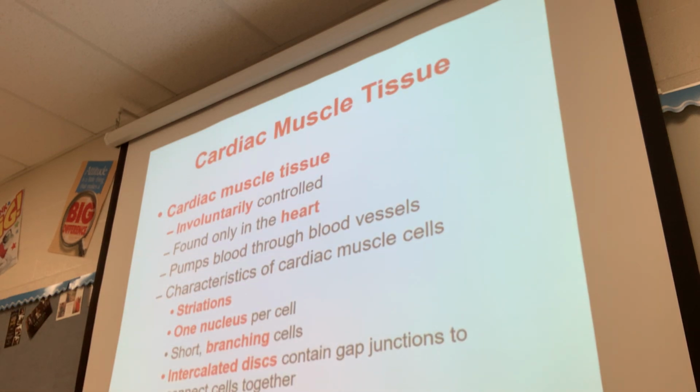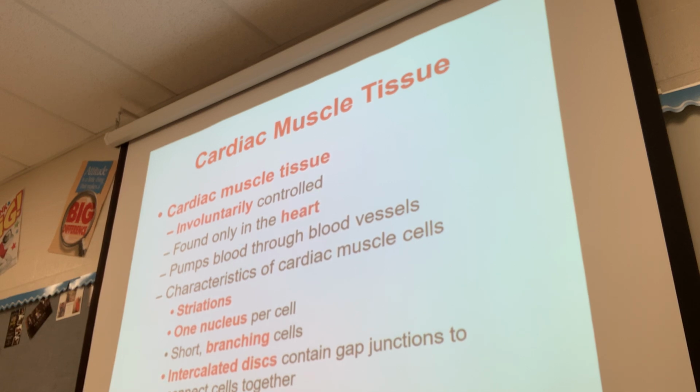All right, then we have cardiac muscle. With cardiac muscle, it is involuntary, and it's only going to be found in the heart. So we can't think of our heart and say, okay, go ahead and beat. Okay, beat now. We can't do that. It is not something that we have conscious control over. So it is involuntary, and it's only found in the heart. The vessels themselves are made out of something else.